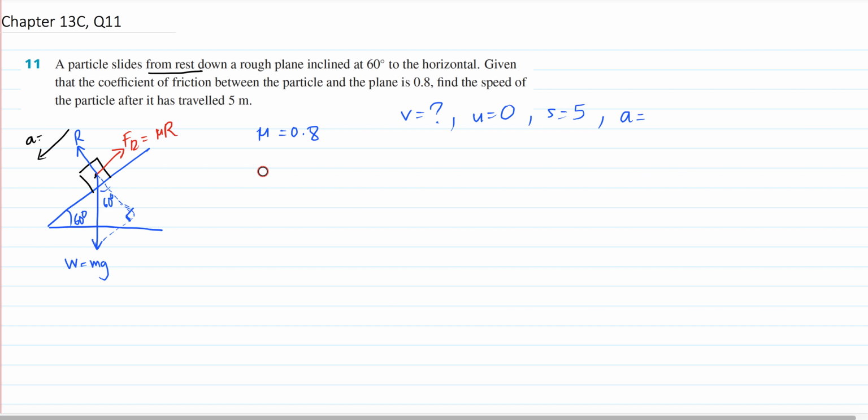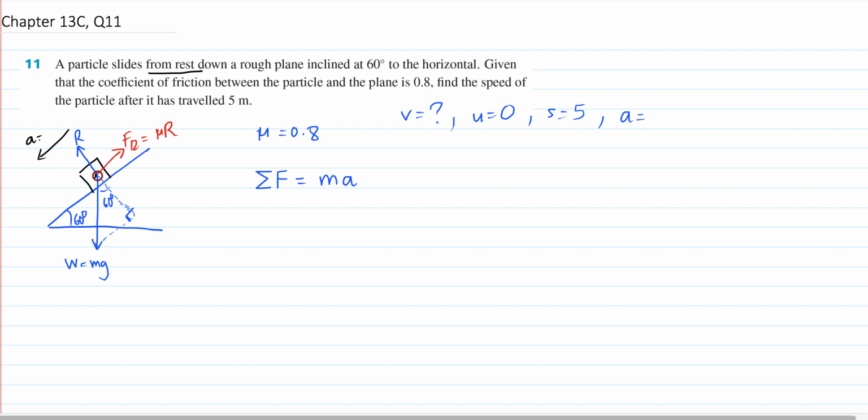If you want to solve for acceleration, remember Newton's second law of motion. To get acceleration from force, net force equals mass multiplied by acceleration. So let's get our net force first. We know the object is sliding down. There are only 2 forces affecting your object along the plane here: the force going down the plane, and the friction force right here.